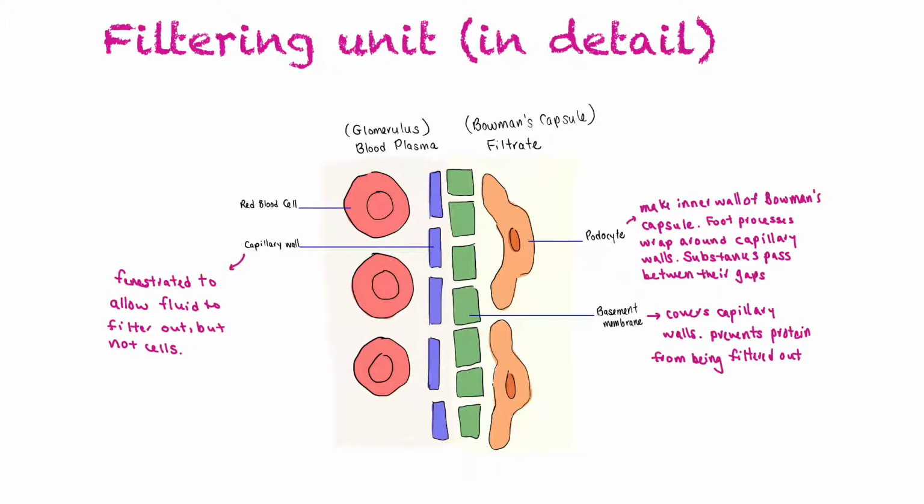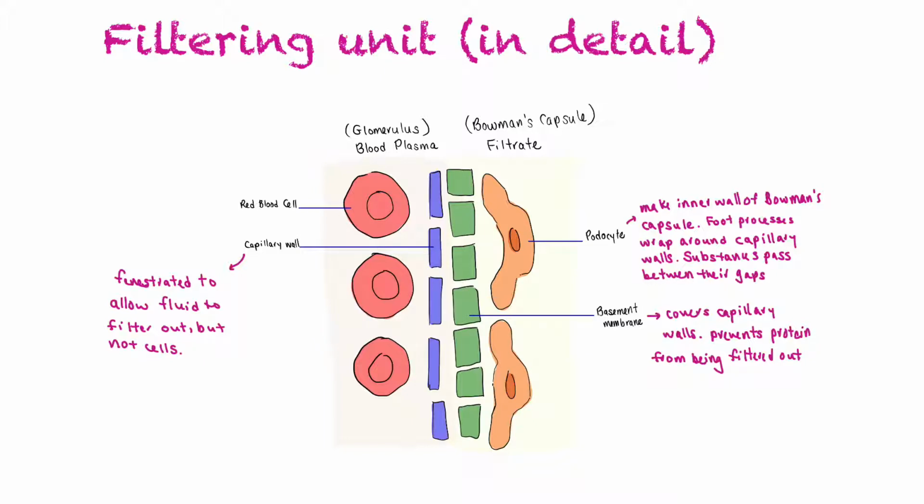The next structure is called the basement membrane. That's the closest, or the outermost, layer of the Bowman's capsule. It covers the capillary walls, and it prevents protein molecules from being filtered out, because proteins are smaller than the red blood cells, but we don't want to lose the protein from our filtrate or from our plasma. These are small enough to prevent the proteins from getting out.